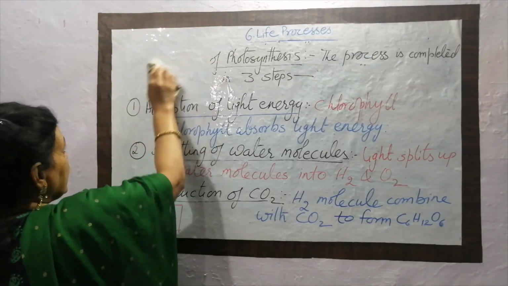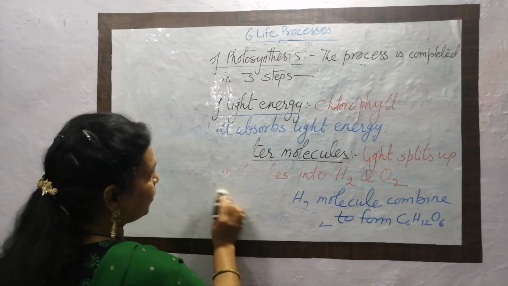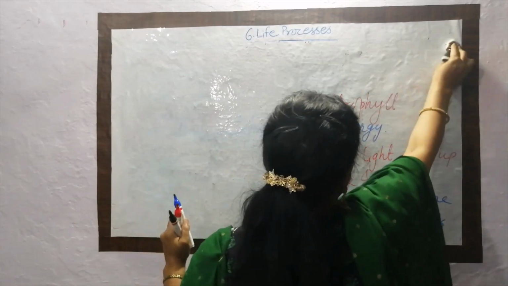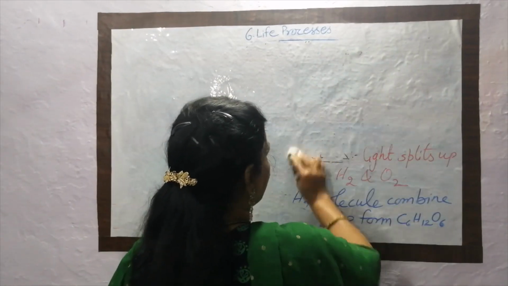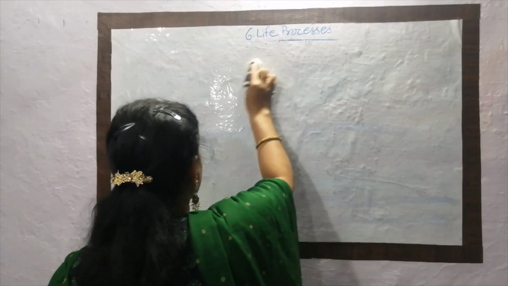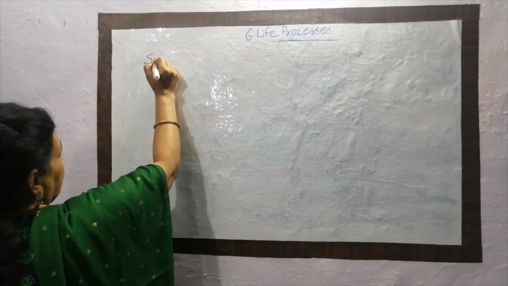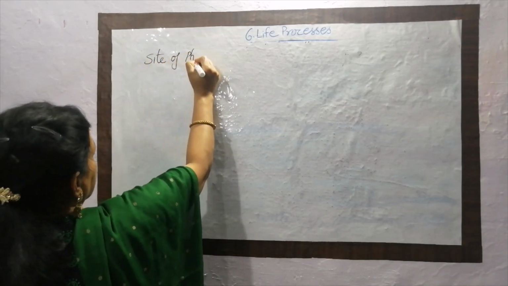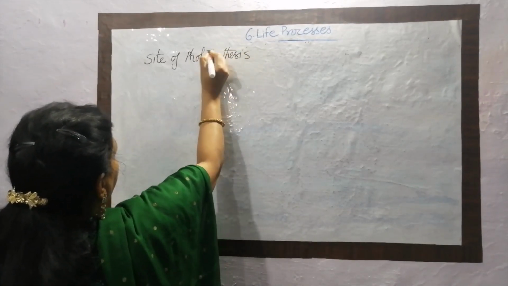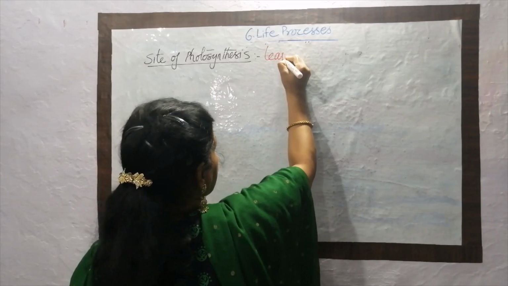Now let's move to the last topic of this video, that is the site of photosynthesis. Site means the place where photosynthesis is happening. By now you have understood that the site for photosynthesis is the green pigment. The place where the green pigment is present is actually the site of photosynthesis. And where the green pigments are present, they are present in the leaves. So leaves are the site of photosynthesis. Simply we call the leaves the site of photosynthesis.